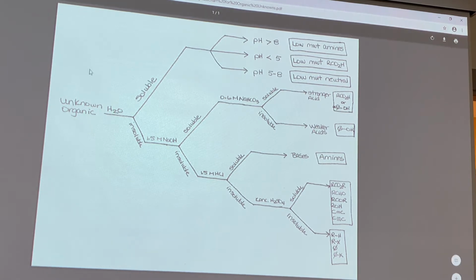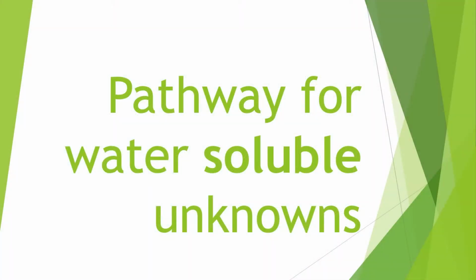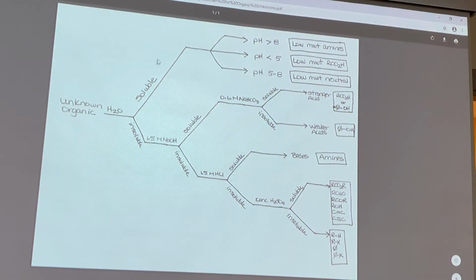So let's say that we have our unknown substance and we put it in water. If that substance is soluble, whether if it's a solid, all the crystals dissolve, or if it's a liquid, we see one layer, then we're going to follow up this direction and we're going to measure the pH of that solution. If the pH is greater than 8, then that typically tells me I've got an amine, some type of low molecular weight substance. And again, think about organic compounds. There's not a great many of those that are water soluble.